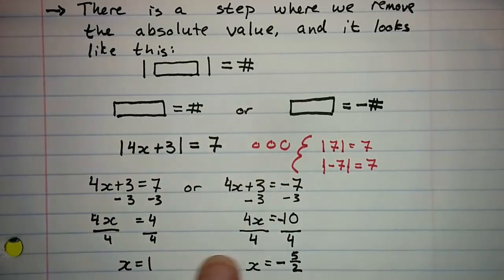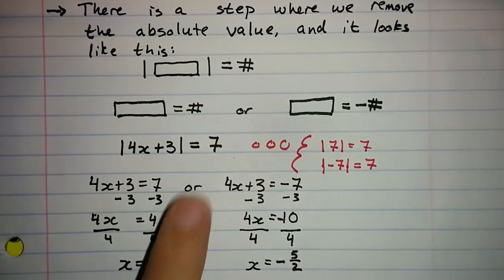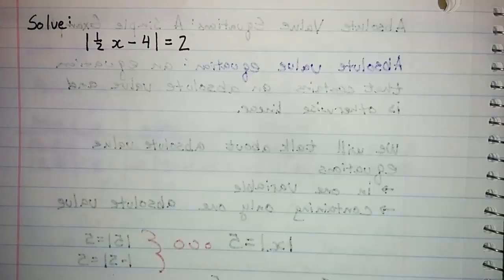So, I'm going to have you try solving an equation like this. Solve the absolute value equation |(1/2)x - 4| = 2. Pause the video and try this now.